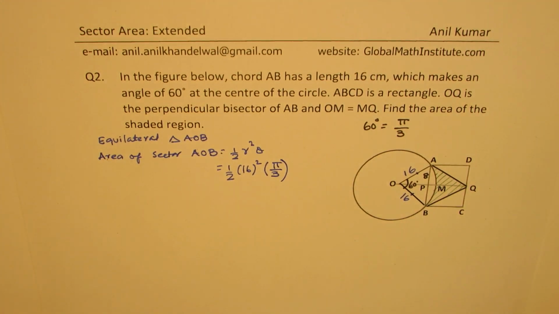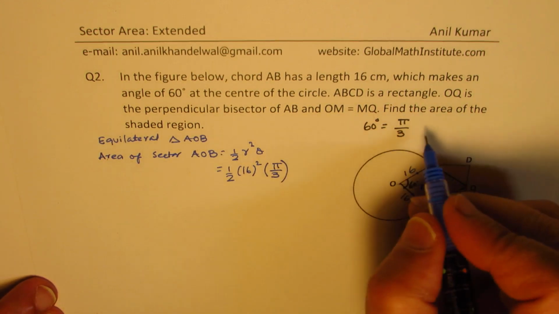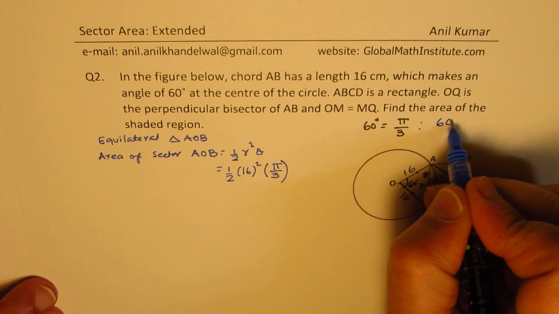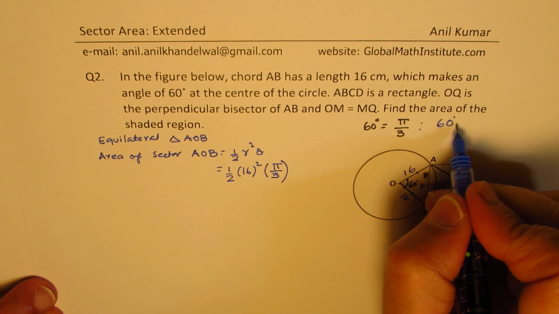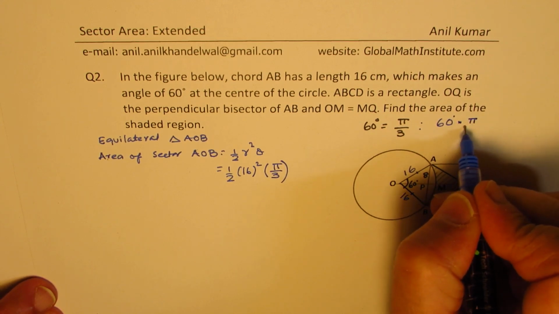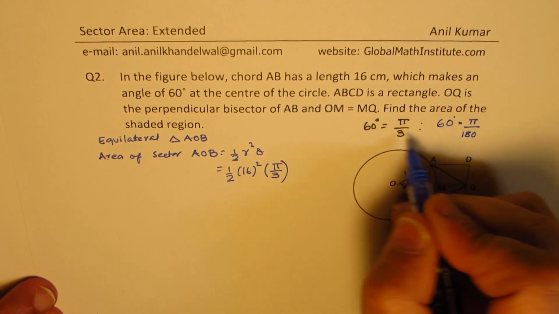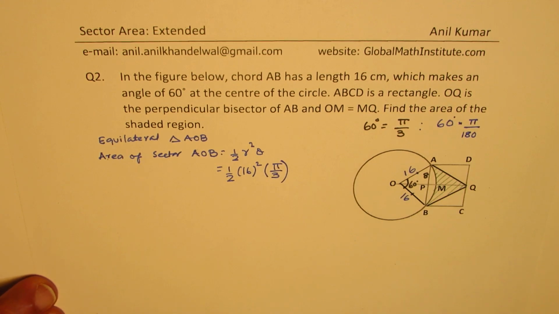Conversion factor, 180 degrees, correct? So strictly speaking, you have 60 here, so we'll do times pi over 180. And when you simplify, you get pi by 3. Okay. So we got this.